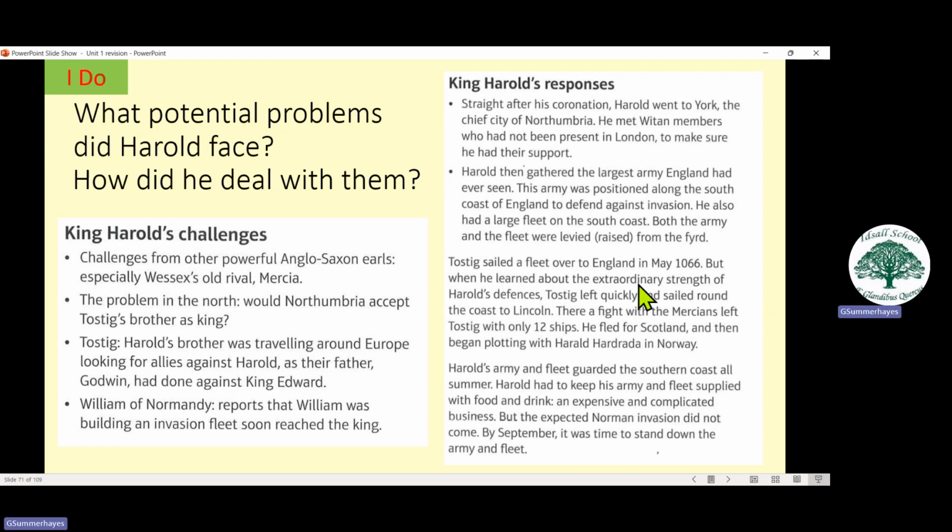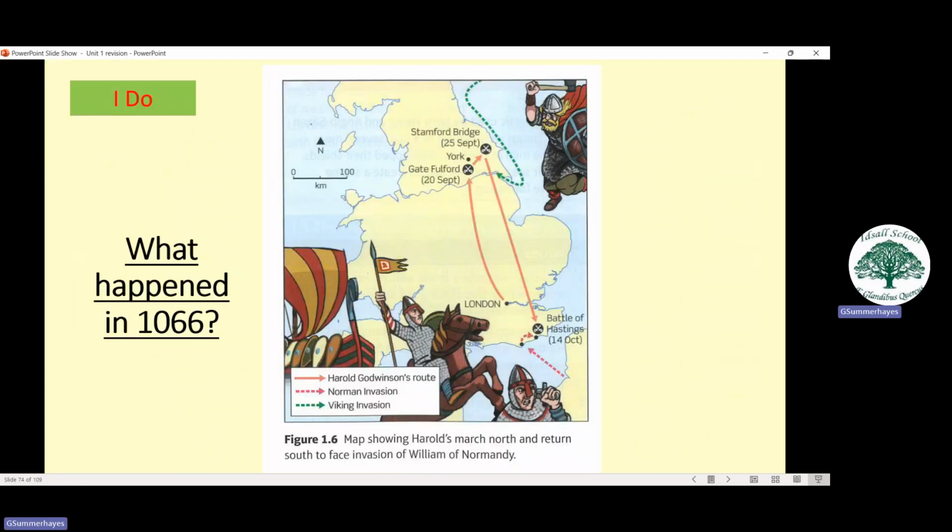So the fyrd were on the southern coast for the whole of the summer waiting for William, but the wind was in the wrong direction. And the invasion from William never came. But the invasion from the north certainly did.